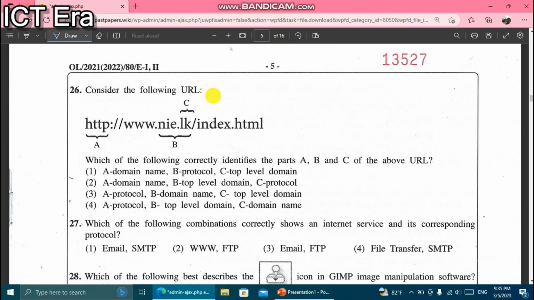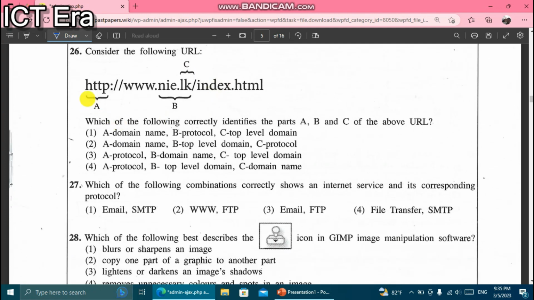Consider the following URL, Uniform Resource Locator. So HTTP is the protocol. Then www means World Wide Web. Then nie.lk means the domain name. Out of this domain name, lk is the top level domain. So answer is A. Sorry, third one.